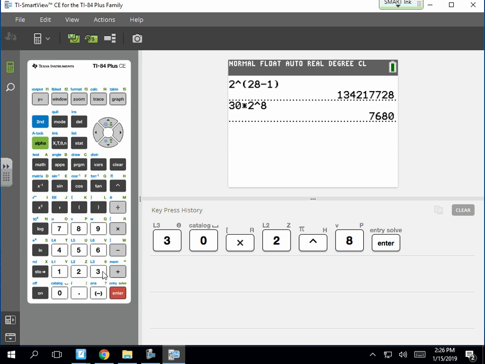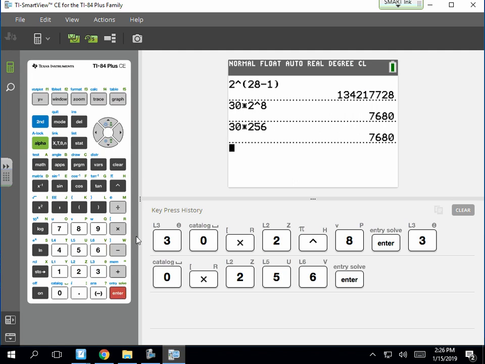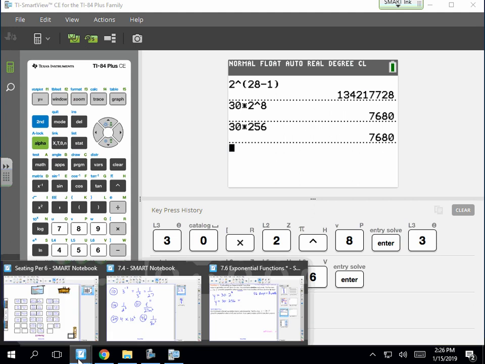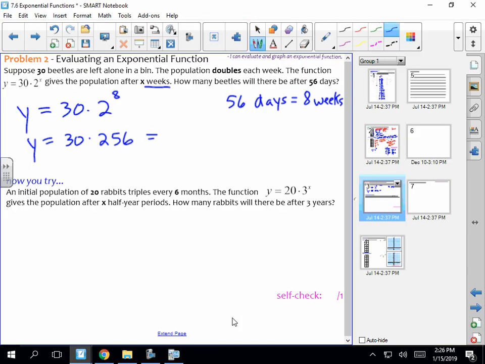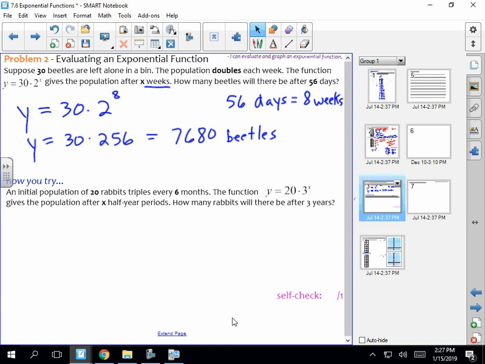It's the same as 30 times 256. So 7,680 beetles. You should get 256 for 2 to the 8th, and then times 30. Oh, that's a lot of beetles.